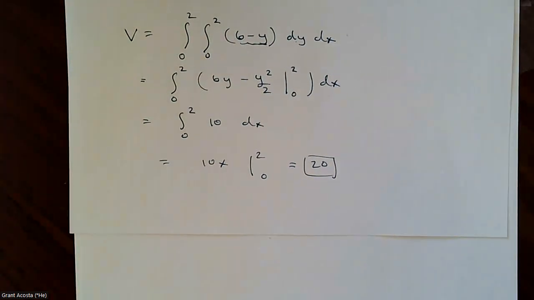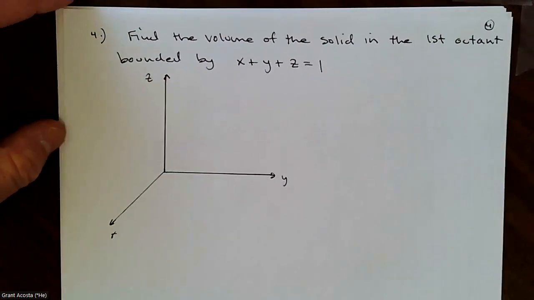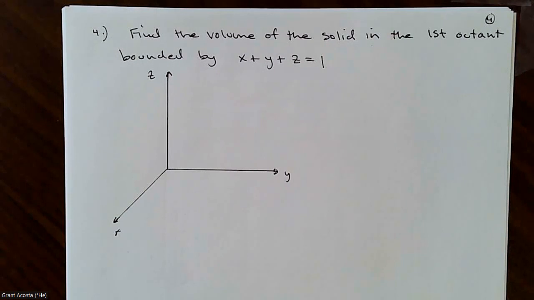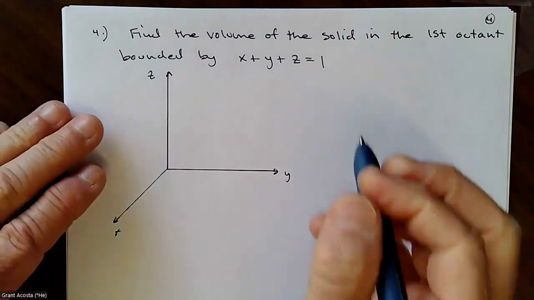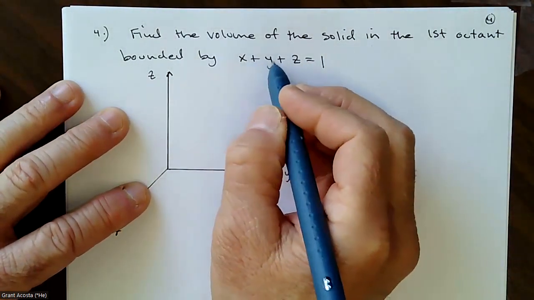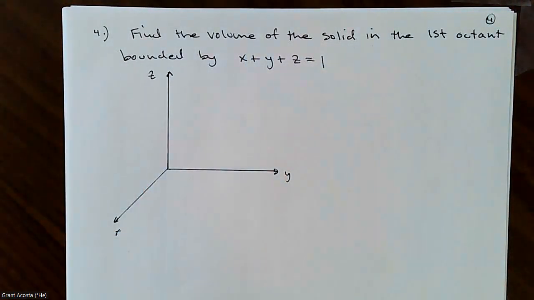So let's try another one. This one's one of my favorite ones. We're going to find the volume of the solid in the first octant bounded by x plus y plus z equals 1, which is also a plane. How do I know? It's because all three of my variables are to the first power, so I know that is an equation of a plane.